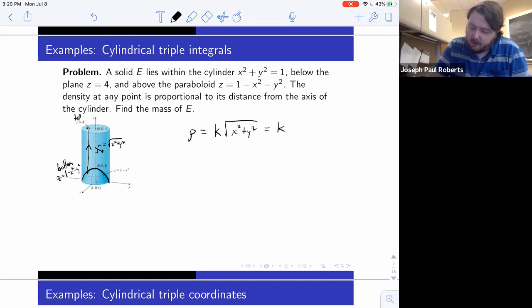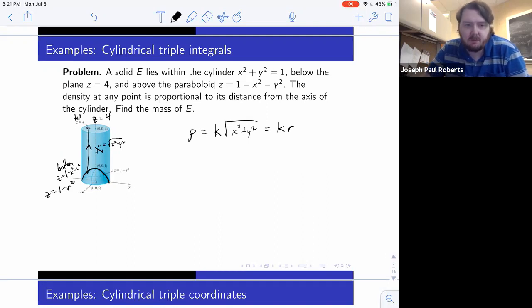Well, I guess I can write my density in terms of r, theta, and z. So k times square root x squared plus y squared becomes kr. And then the bottom and top surfaces, they have to be changed, x and y into polar. So nothing really happens on z equals 4, right? Because there's no x's and y's. But if I redo the bottom surface, z equals 1 minus x squared minus y squared, if I convert x and y to polar, I get z is 1 minus r squared.